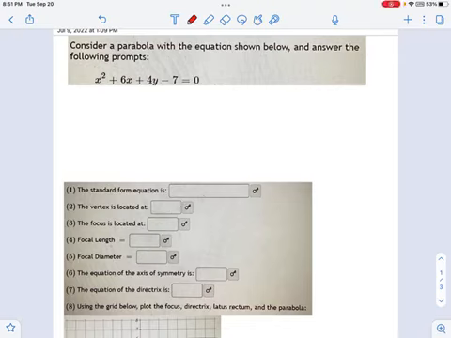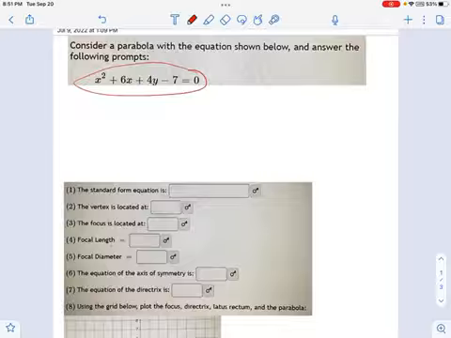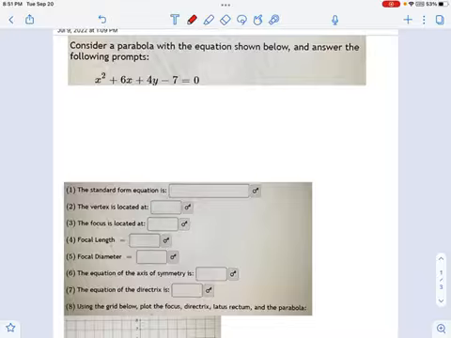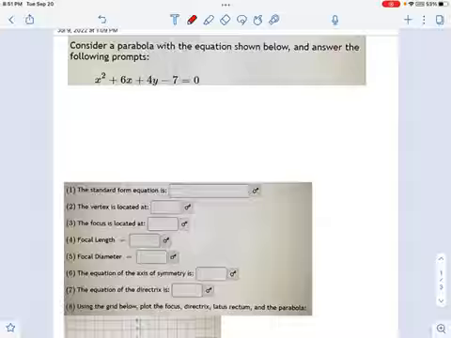Consider a parabola with an equation shown below, and you can see this is not standard form for a parabolic equation. So first thing we have to do is put it in standard form, and then we can use that standard form equation to learn all these other things about the parabola that we need: the vertex, the focus, the focal length, etc., and eventually we can graph it.